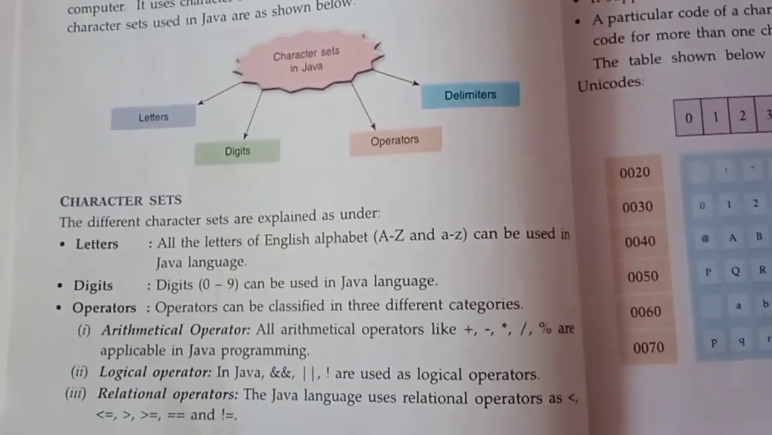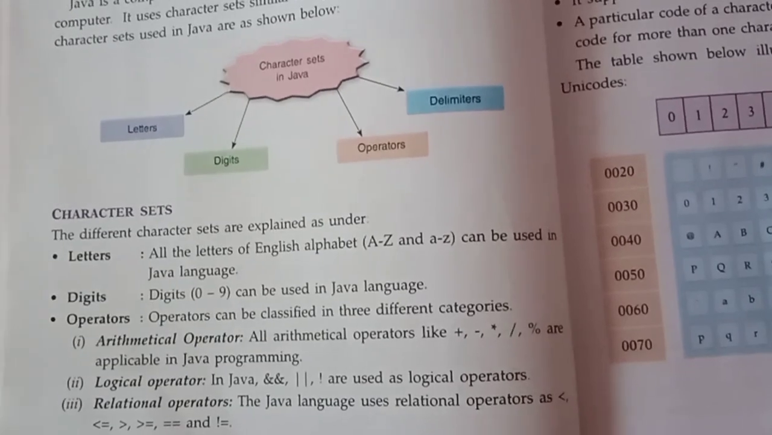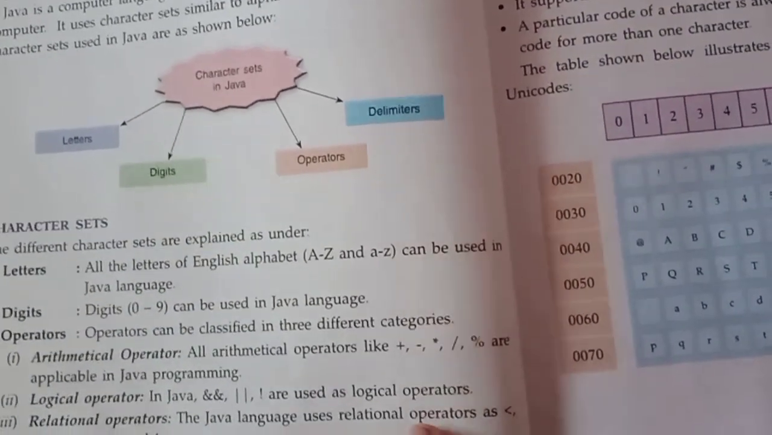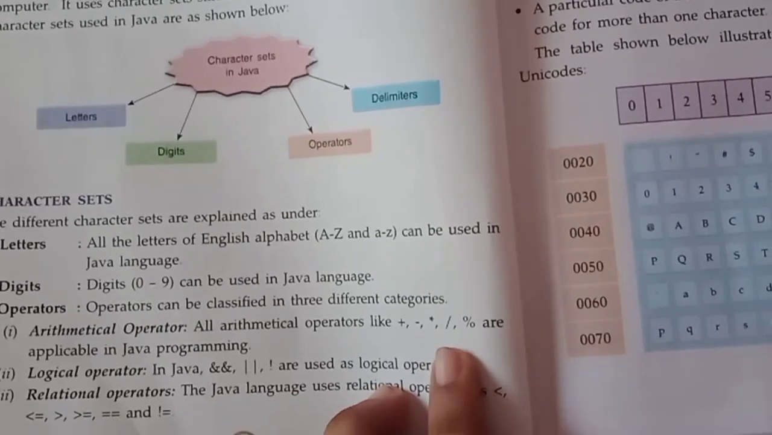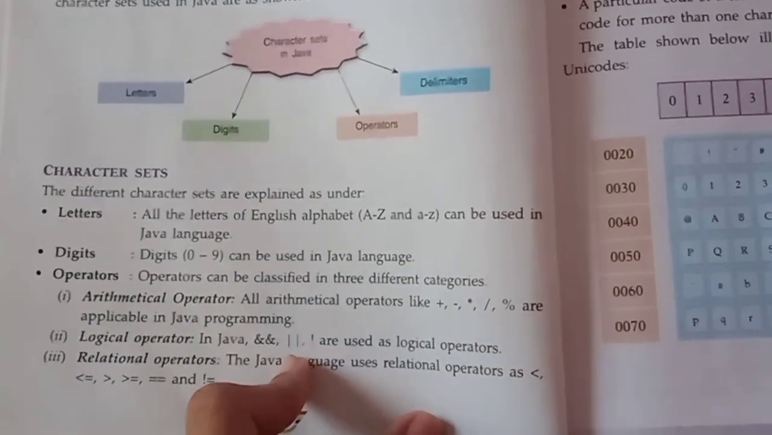operators. Then under operators there are also three types of operators: arithmetical, logical and relational. Basically, arithmetic operators help us do arithmetic calculations like plus, minus, multiply, division or modulus. And logical operators help to find out the logic.